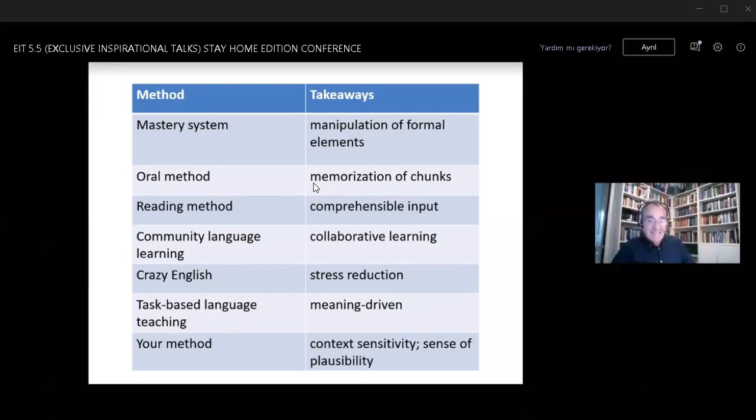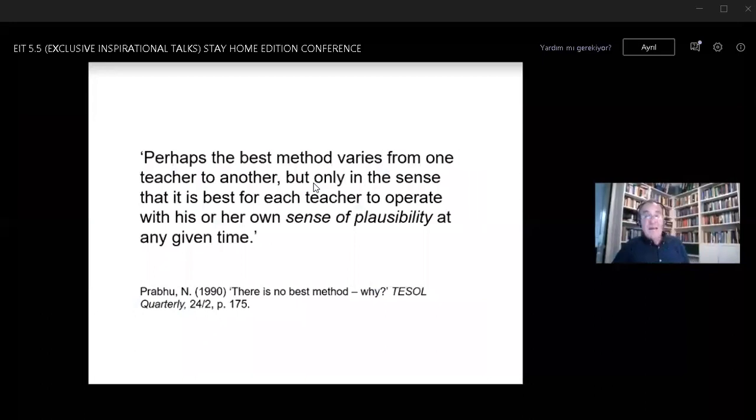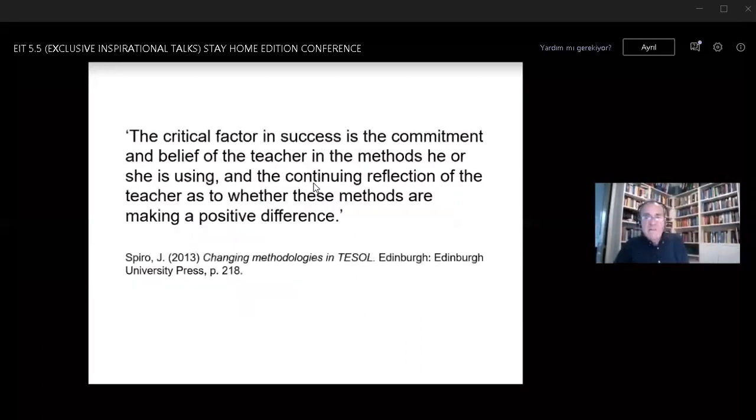of plausibility, because perhaps the best method, says Prabhu, varies from one teacher to another, but only in the sense that it is best for each teacher to operate with his or her own sense of plausibility at any given time. That is to say, it must fit your beliefs, your context, your situation, your experience, etc. And if you believe in it, it will work. And I think that's the final message I want to get across.